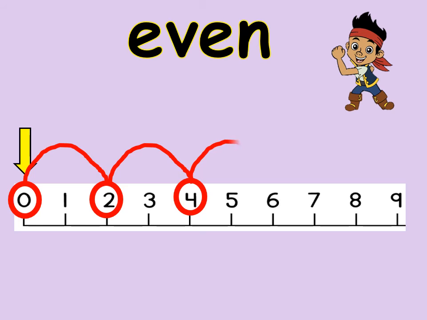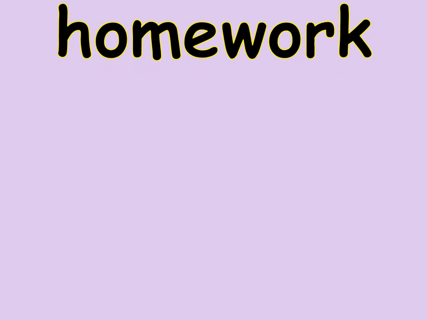So now we go over to 6. And if we're counting by 2s, then we go over to 8. There's our even numbers: 0, 2, 4, 6, 8.